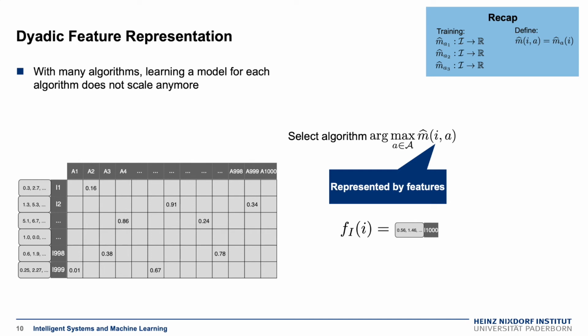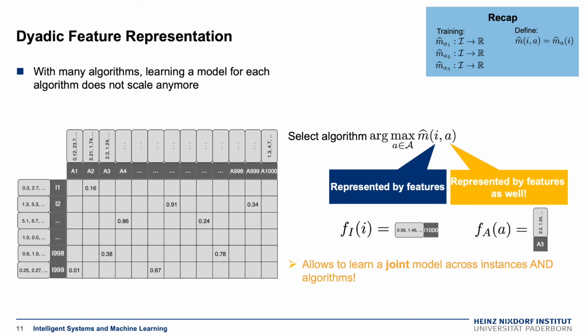So now, what's our suggestion? As the title of the slide already suggests, we hope that this dyadic feature representation actually solves this problem in the following sense. What we do is we also represent the algorithms by features. So if you look at this table on the left, this means that we actually now get features for the columns as well.